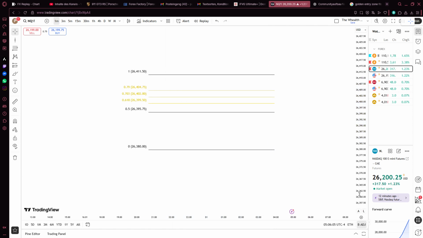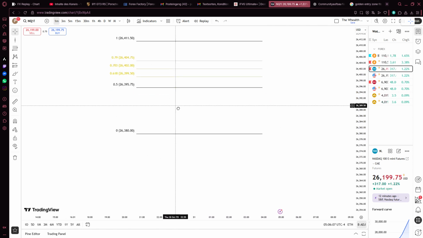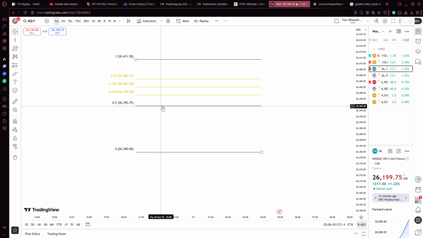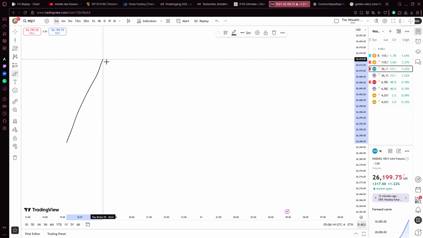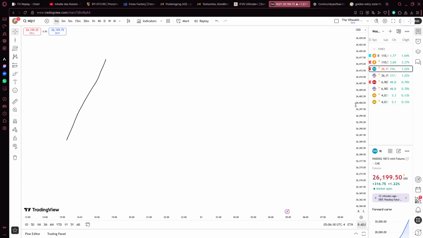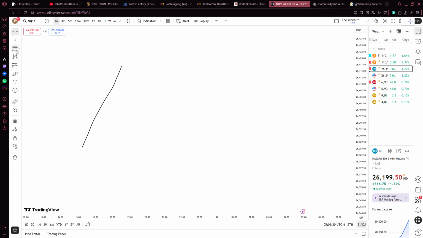And what is it all about? You would assume we have this as our market structure. We just went higher and higher and higher. How am I supposed to know where price wants to come back? So you take your tool and you would assume that we go higher.